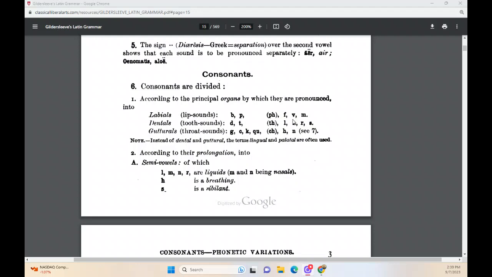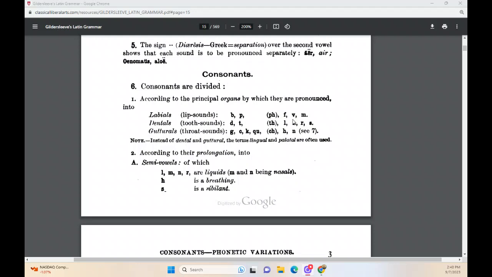Lastly, we have the consonant M, M. Very clear that that's a labial. Very clear also that that is a voiced sound. So the question is, what's the difference between B and M? B and M. And the answer is that the B sound is sort of explosive, whereas the M sound is more like a humming sound made with the lips. All of these sounds are made with the lips as the principal organs, and therefore they're called labials.